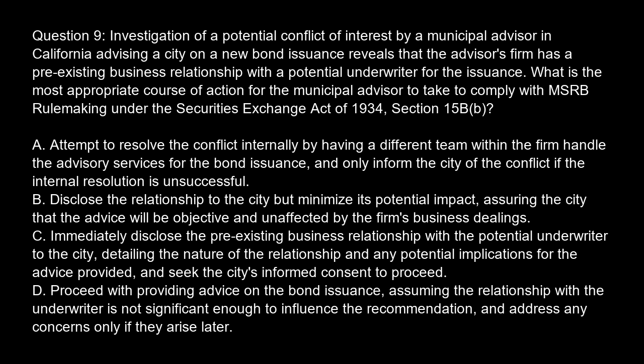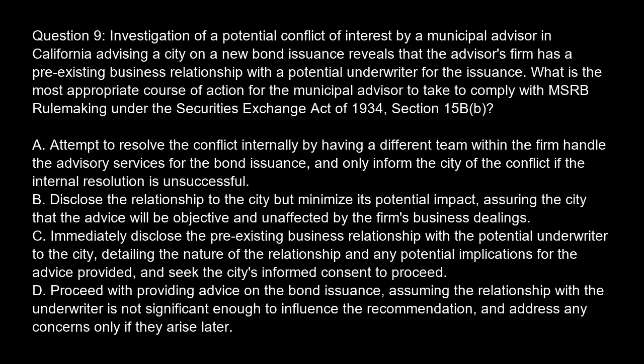Option A. Attempt to resolve the conflict internally by having a different team within the firm handle the advisory services for the bond issuance, and only inform the city of the conflict if the internal resolution is unsuccessful. Option B. Disclose the relationship to the city, but minimize its potential impact, assuring the city that the advice will be objective and unaffected by the firm's business dealings.